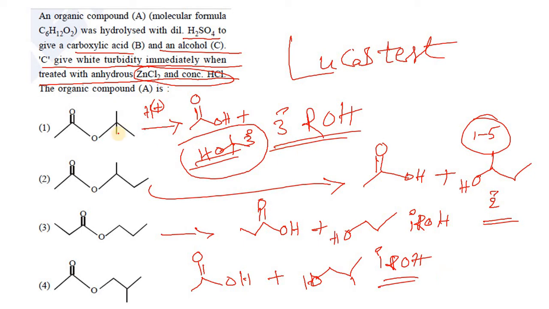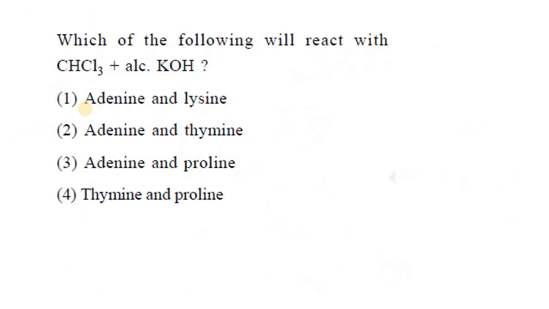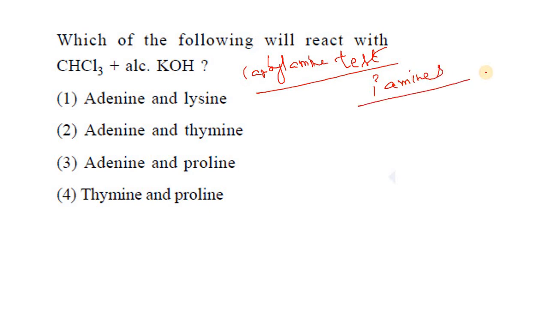So what is the correct option? First one is the correct option. Which of the following will react with CHCl3 and alcoholic KOH? It's a carbylamine test. Carbylamine test. We know that primary amines exhibit carbylamine test.